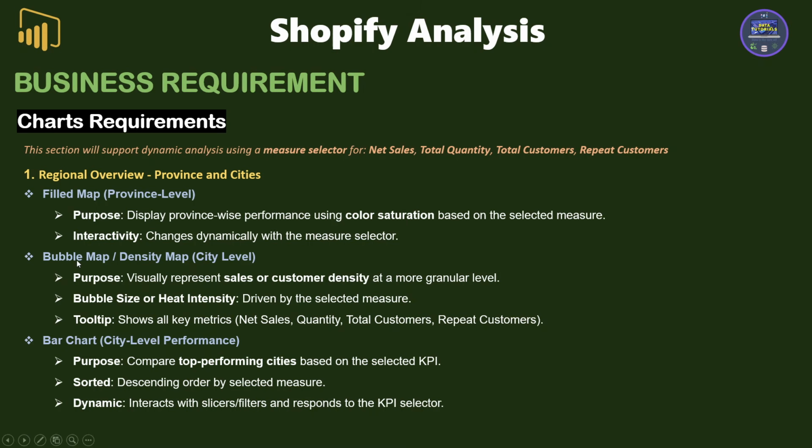Then we have to create a bubble map or density map as well, and it will be at city level. So we are looking first at province level, then going deeper at city level. It will be a visual representation, so at a glance, when you see the dashboard, you will be able to identify the high density zones or cities from which more orders are coming. Each bubble will represent a city, and we have to add a tooltip on each bubble, which will give us the information of net sales, quantity, total customers, and repeat customers.